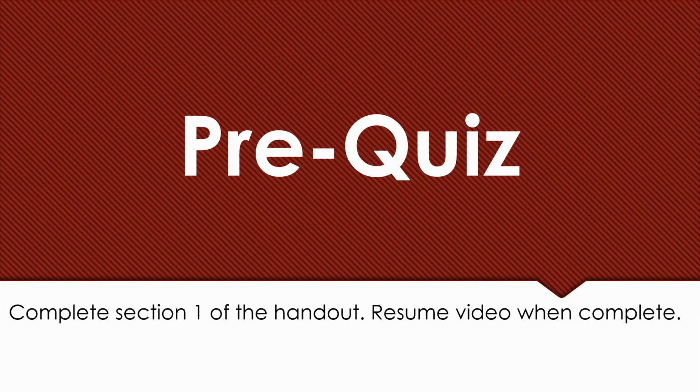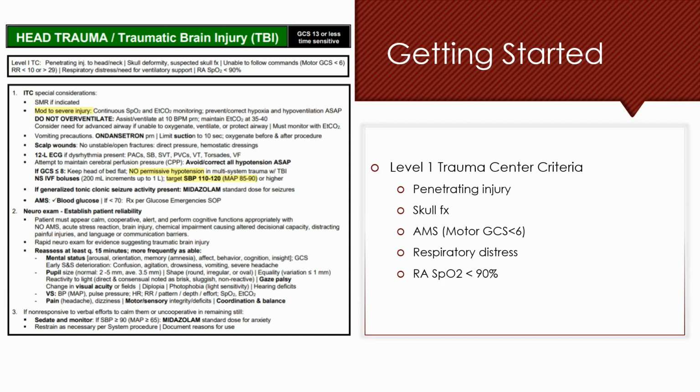Okay, welcome back. Now that the pre-quiz is done, let's go ahead and see what we're going to learn. So getting started, looking at the initial trauma care and the level 1 criteria at the very top there, the yellow section that's highlighted. I think a lot of us clearly understand the indications for transport to a level 1 trauma. And in the upper right corner there, you see in black, GCS 13 or less is time sensitive. But then right below that in the highlighted section, it talks about a motor GCS less than 6.